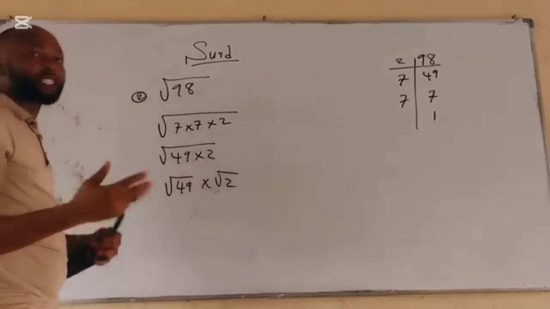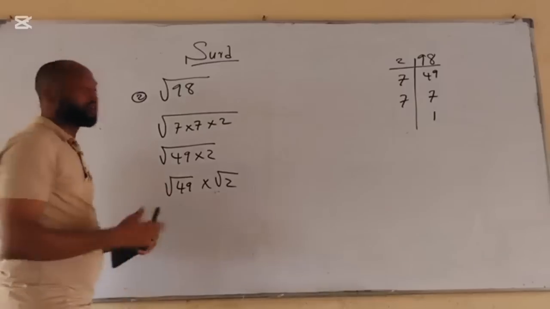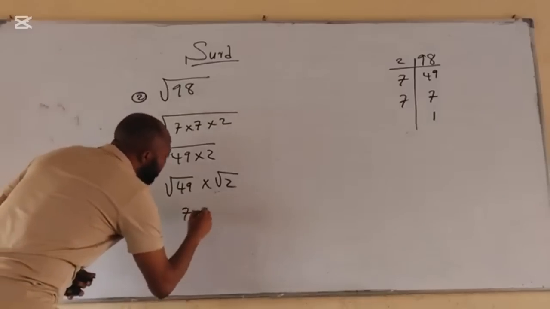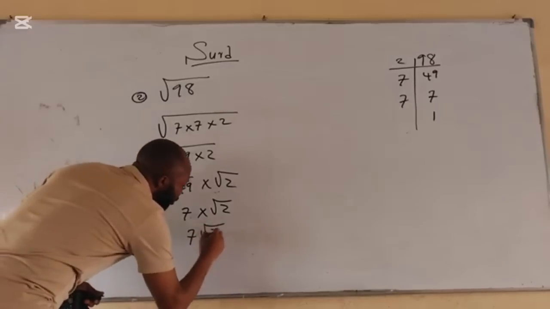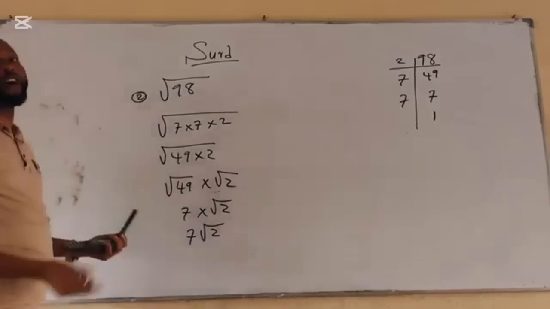And I know root 49 to be what? 7. So this becomes 7 times root 2. Which is the same thing as 7 root 2. So with this, I have simplified it.